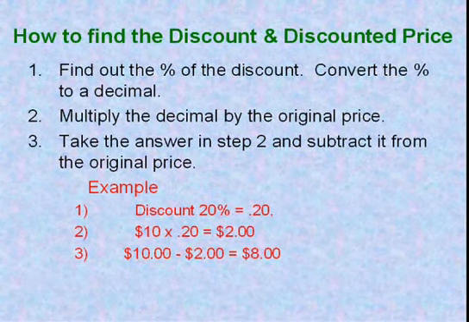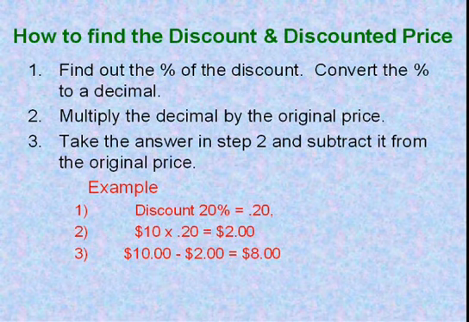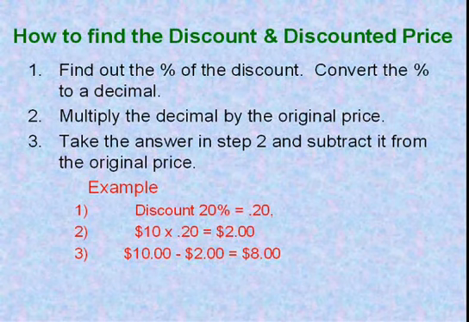This is how you find discount. It's the same way, except instead of adding on the cost, you take it off because it's a discount. Find out the percent of the discount, convert the percent to a decimal, multiply the decimal by the original price. You see that steps 1 and 2 are not any different than tax. Step 3 is different. Take the answer in step 2 and subtract it from the original price.